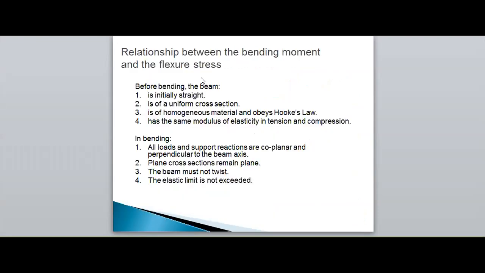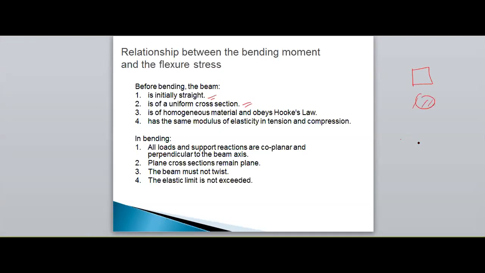small assumptions need to be considered while deriving the equation, that is the bending stress equation. So before bending, initially it is a straight beam. The cross section of the beam may be a rectangle or a circle, a uniform cross section exists.